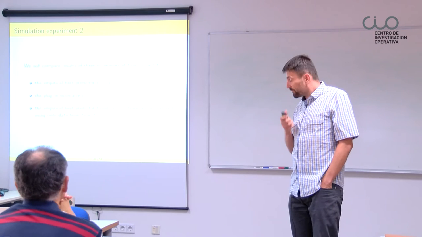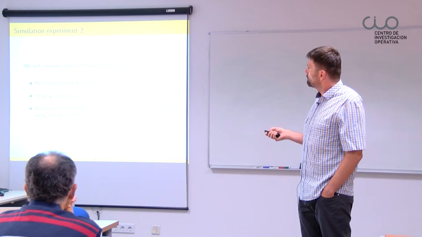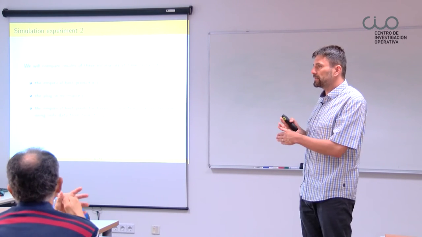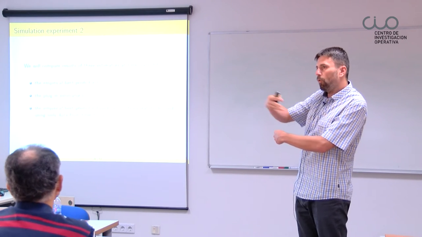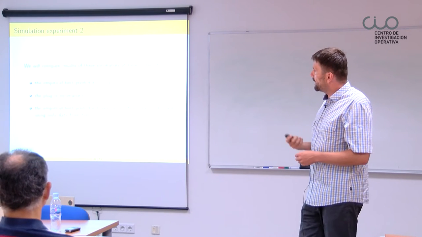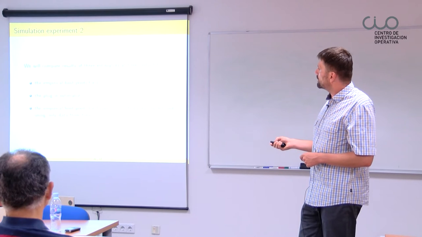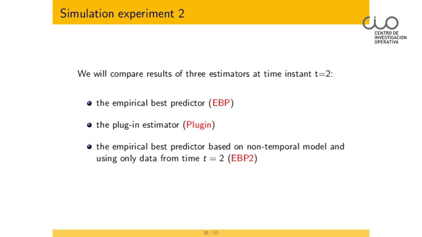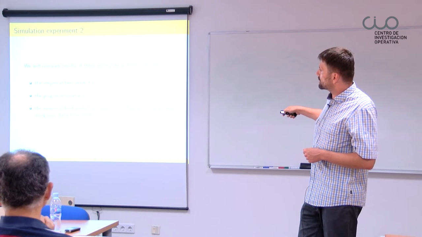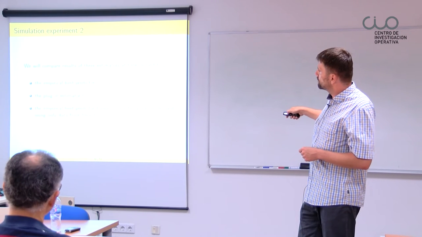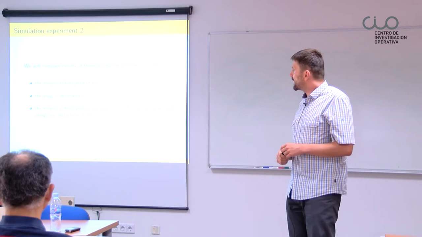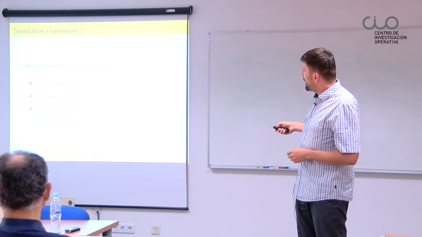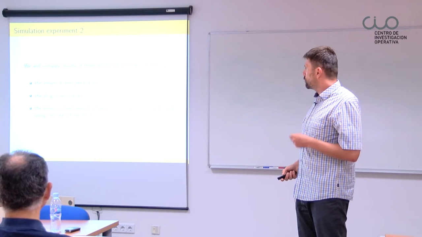And I will compare the behavior of three estimators. The first two are the empirical best predictor and the plug-in. I will compare them at time instant 2. So we are interested in estimating the probability proportions at time instant 2, taking into account also data from time instant 1. So we have some more data for estimation. And to see if we gain something by estimating the temporal model, the third estimator will be the empirical best predictor based on the previous model, which is a non-temporal model, taking into account just data from time instant 2. So these two estimators take into account all data from T1 to 2, but represent an estimate for the second time period, and the third estimate is the one from the beginning of the presentation. It takes into account only the data from time 2. So comparing these, we will see what we gain if we include temporal dependence in the model.